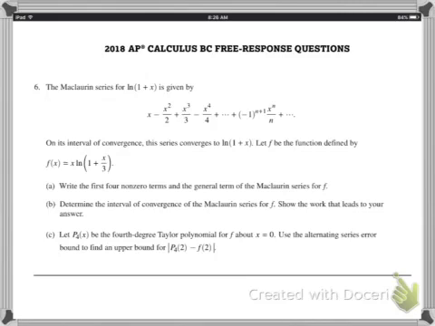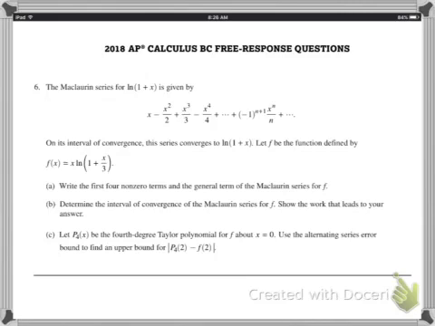watch what I do. So we're given a Maclaurin series for the natural log of 1 plus x, as shown there. And it says on its interval of convergence, the series converges to the natural log of x plus 1. So they're being a little bit ultra specific here, making sure they're not misrepresenting the mathematics.